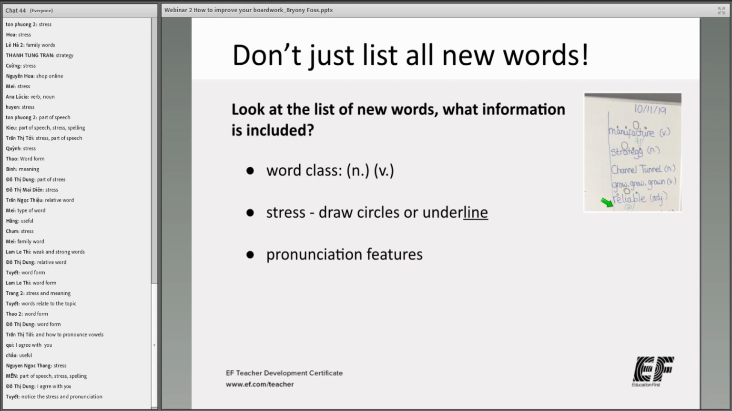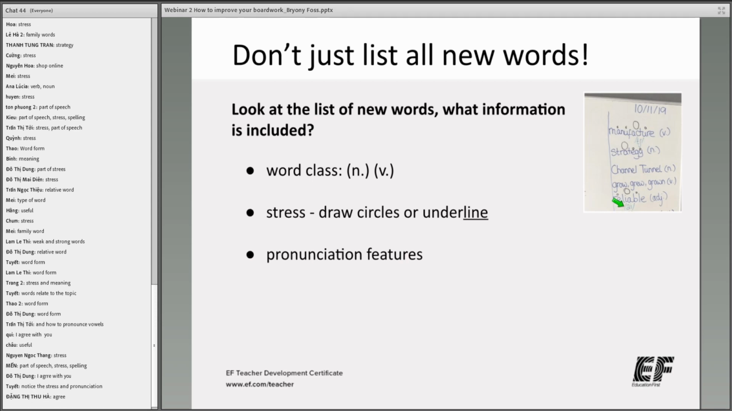So get yourself into the habit of automatically including the word class, including stress, and also including pronunciation features by using phonemes. We don't need to use phonemes for the entire word, but only for the vowels or the syllables that have a confusing pronunciation. This will depend on the nationalities of your students.